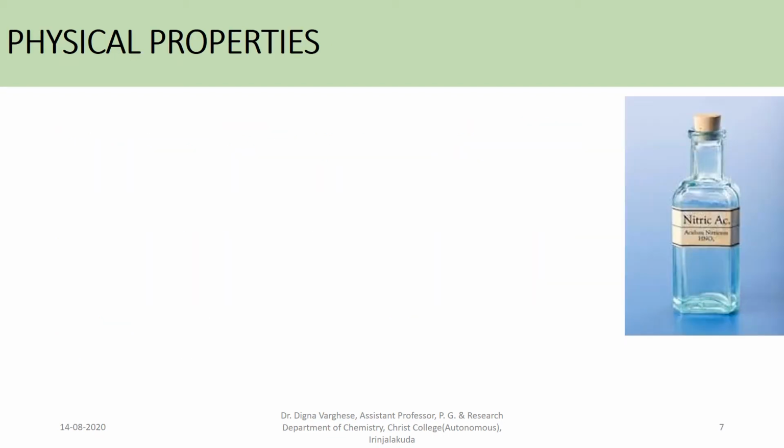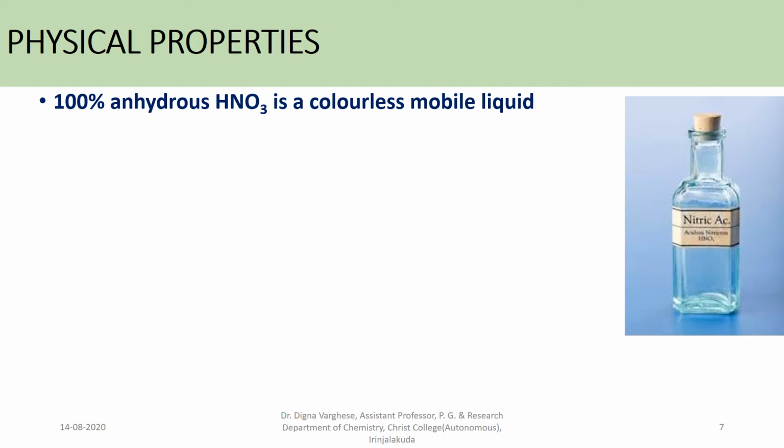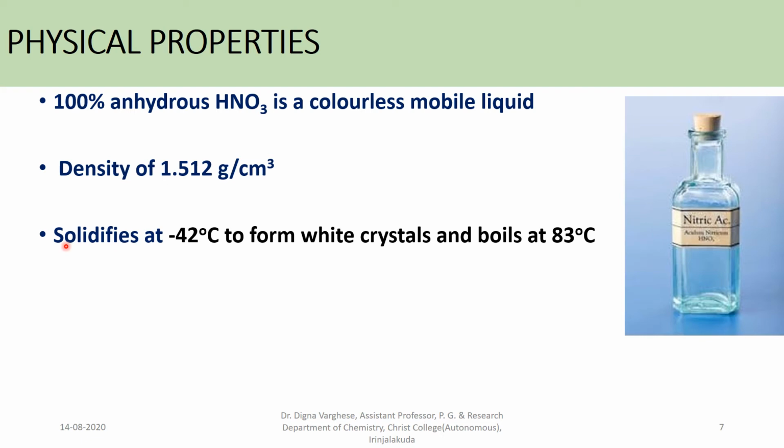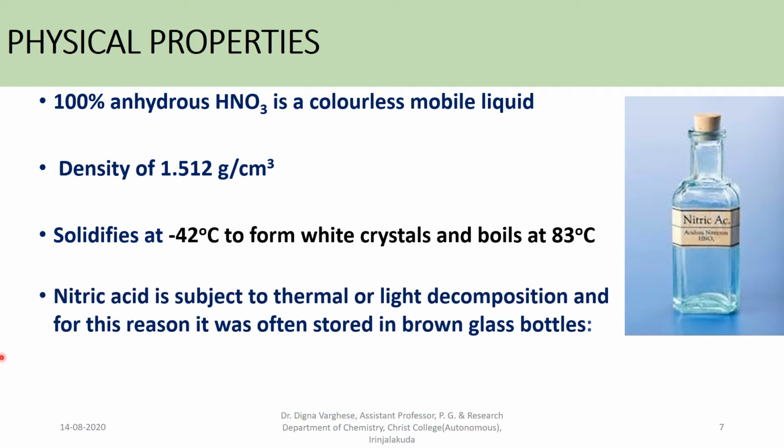Physical properties of nitric acid. 100% anhydrous nitric acid is a colorless mobile liquid and its density is 1.512 gram per centimeter cube, and it solidifies at minus 42 degrees Celsius to form white crystals and boils at 83 degrees Celsius. Nitric acid is subject to thermal or light decomposition, and for this reason it was often stored in brown glass bottles. That is, nitric acid decomposes to water, nitrogen dioxide and oxygen.